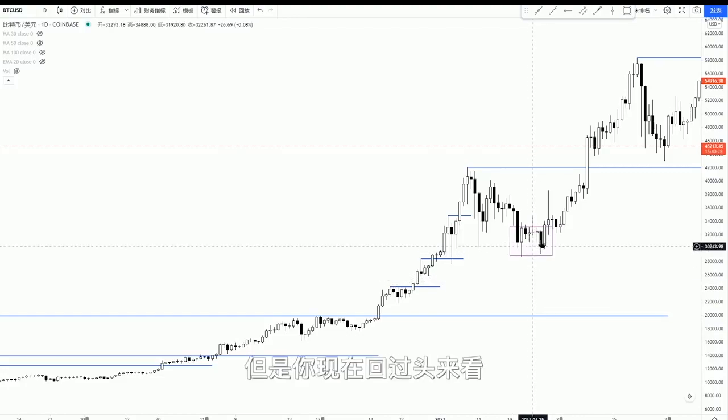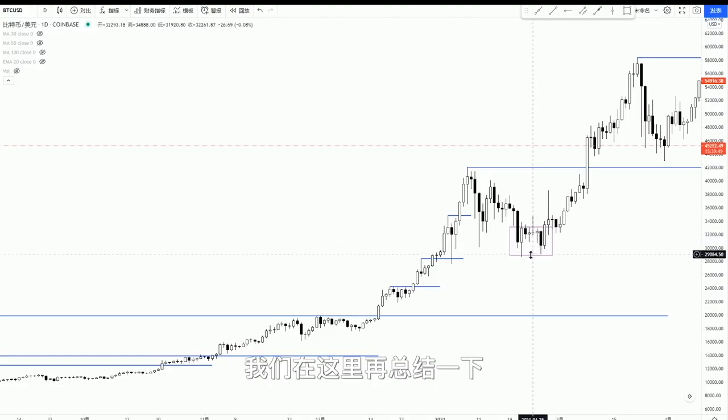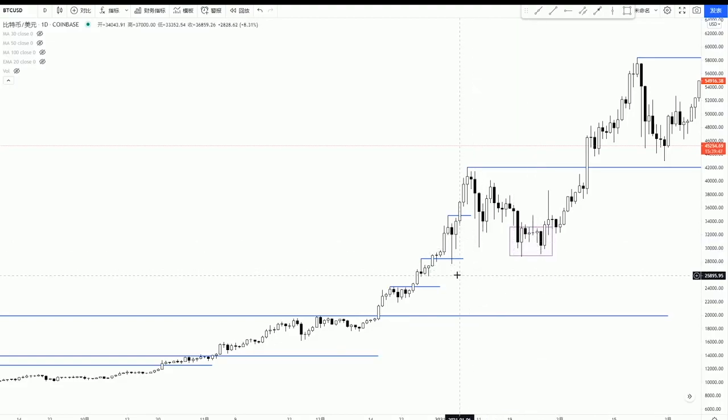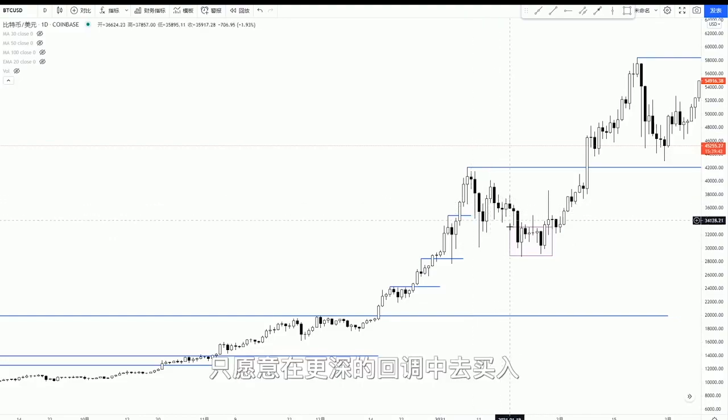As the trend runs, the main bulls start to unwind some of their positions. Only willing to buy into a deeper pullback, the main bear force is starting to try to participate in the market. So what is it doing online?